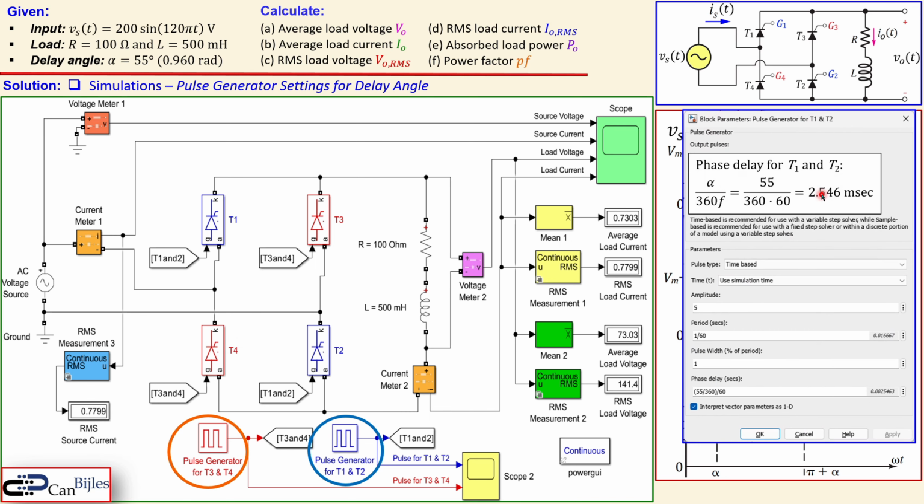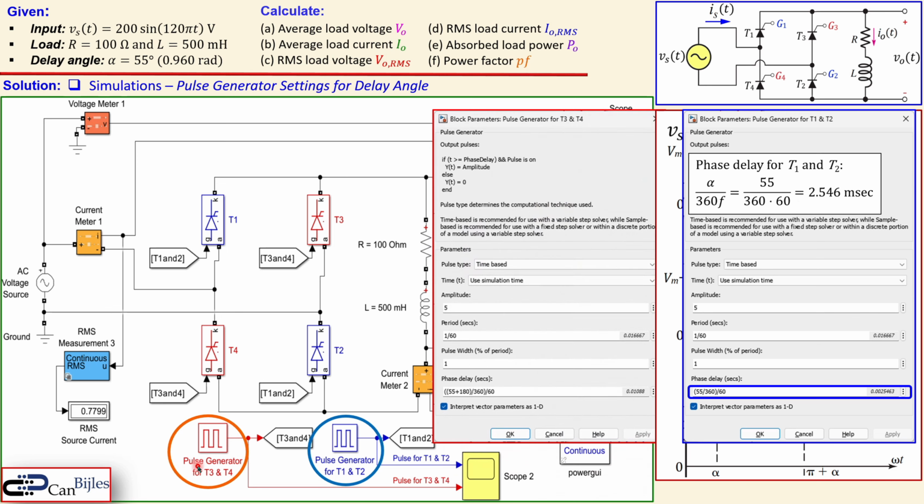You see here the calculation for that. We know the alpha, you divide it by 360 degrees and also by the frequency of this situation, which is 60 Hertz. And that is the time here of 2.546 milliseconds, which is what you need to enter here. So this phase delay, which is given in seconds, is calculated using this formula.